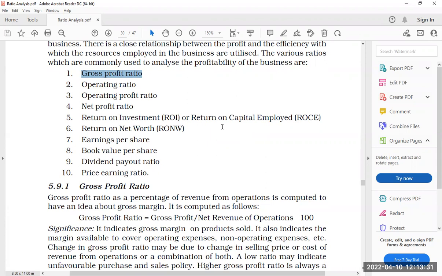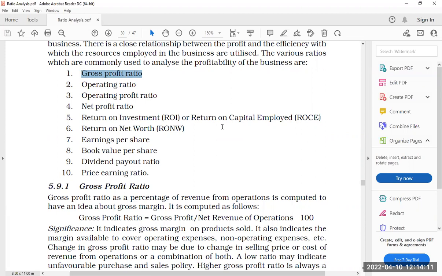So what is cost of goods sold? Cost of goods sold is nothing but opening stock plus purchase plus expense on purchase minus purchase return plus expense on sales, all direct expenses. All these put together, we call it cost of goods sold. Opening stock plus purchases plus purchase related expenses minus purchase return plus any expenses on sales minus closing stock. This is equal to cost of goods sold.